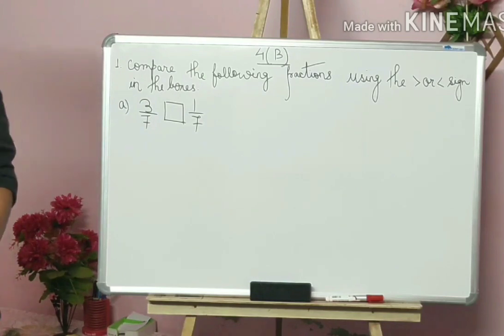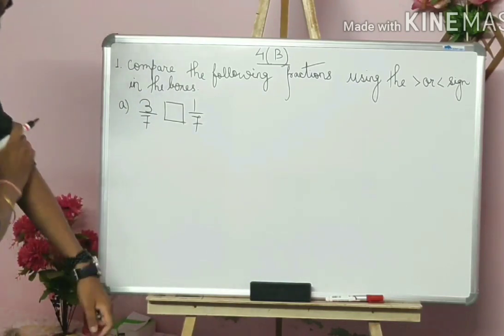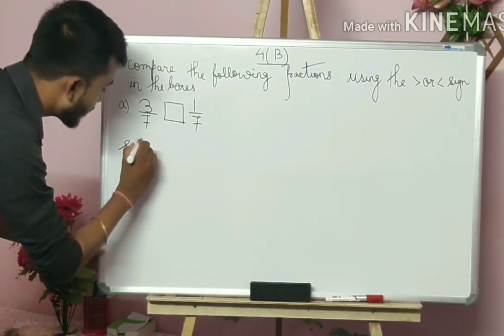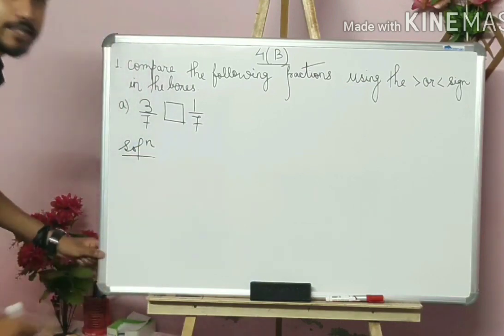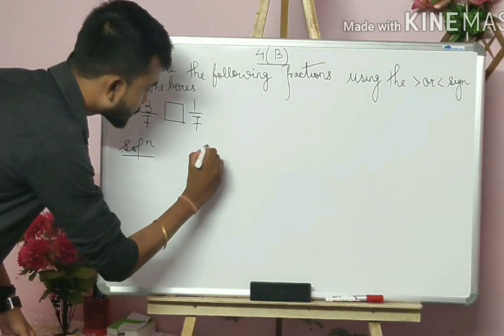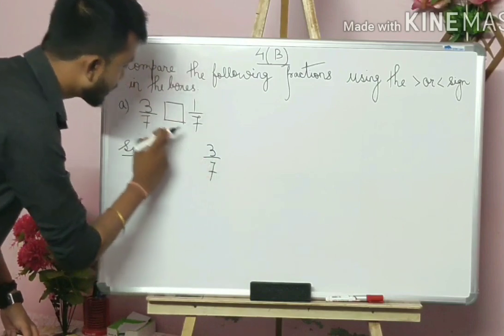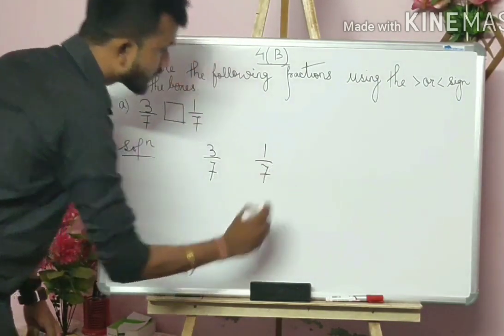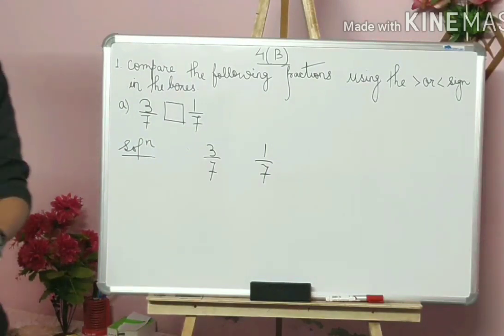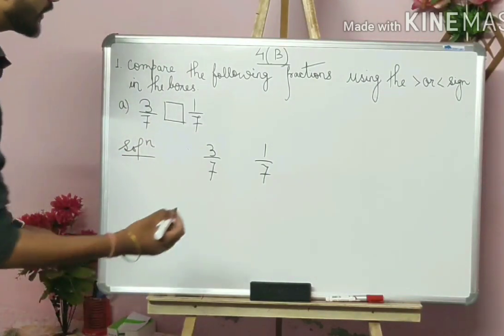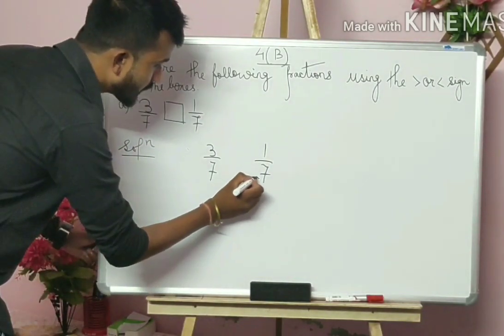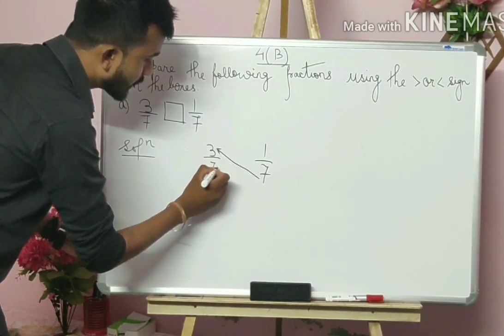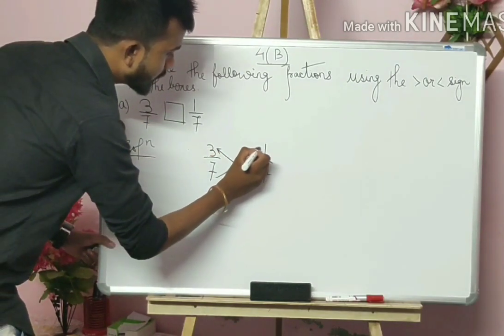What you have to do is very simple. I'm going to solve it, so watch nicely. The solution is here. I have written 3 by 7, the first fraction, and the other fraction was 1 by 7. Now what will we do? We will just cross multiply. This 7 will be multiplied by 3 and the other 7 will be multiplied by 1.